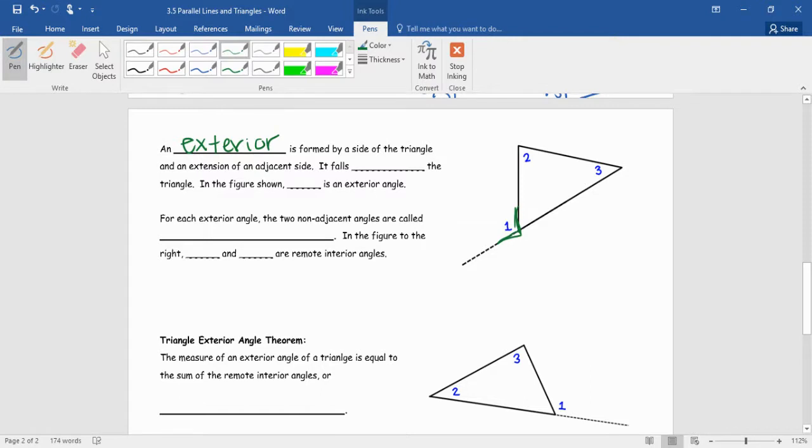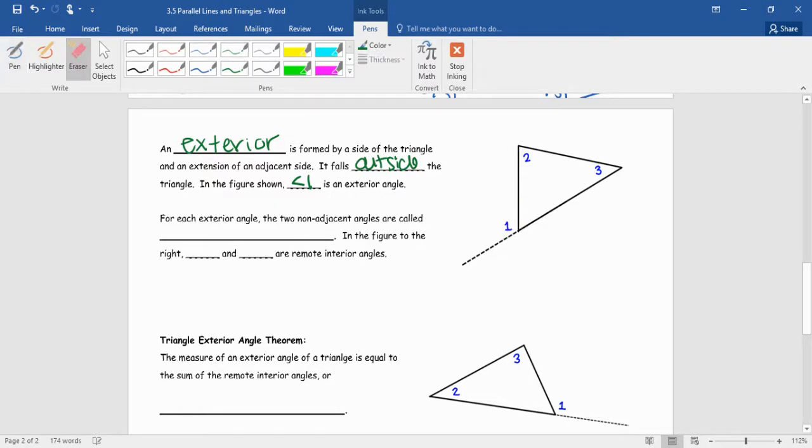Okay. So an exterior angle is formed by the side of a triangle. There's the side of the triangle, and extending this other side of the triangle. Since it's an exterior angle, it falls outside the triangle. And I kind of already said in this little picture, angle 1 is an exterior angle, right? It's outside the triangle. It's not inside the triangle. It's outside, so it's an exterior angle.